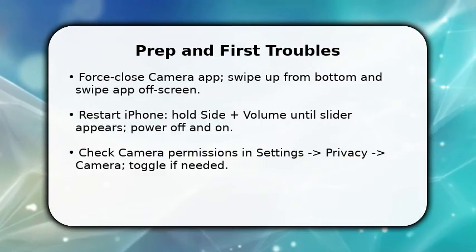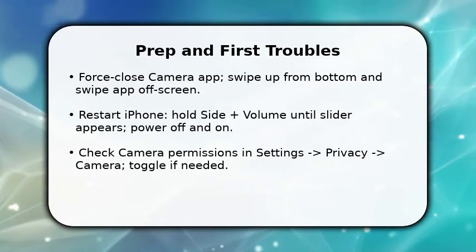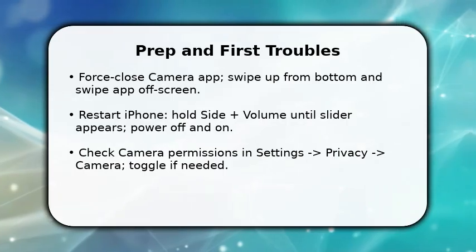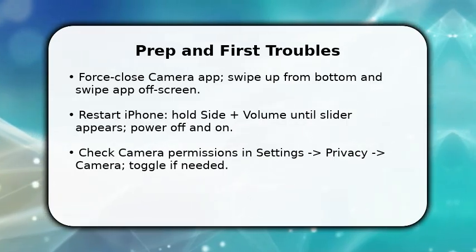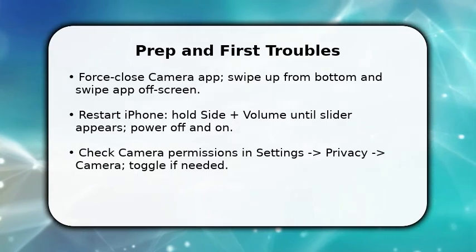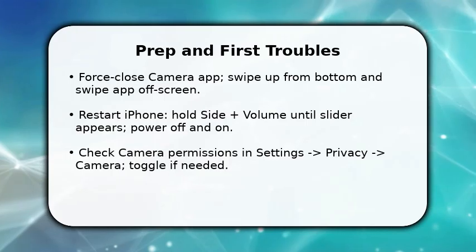You start by forcing the camera closed and restarting the phone to clear transient glitches. Once done, make sure camera has permission to use the microphone and photos. Go to Settings, Privacy, Camera, and toggle it, because permission conflicts can prevent functionality.